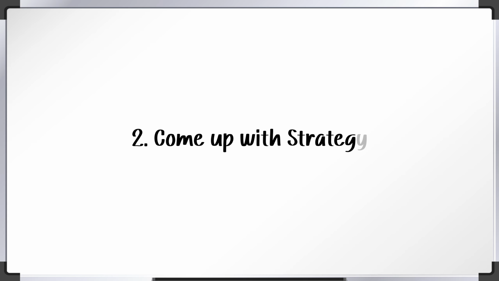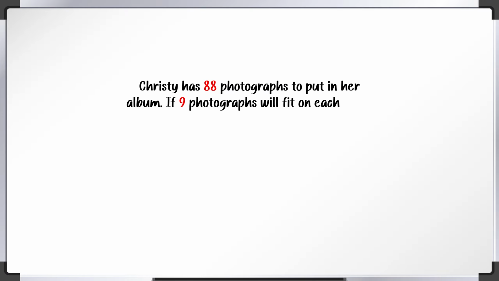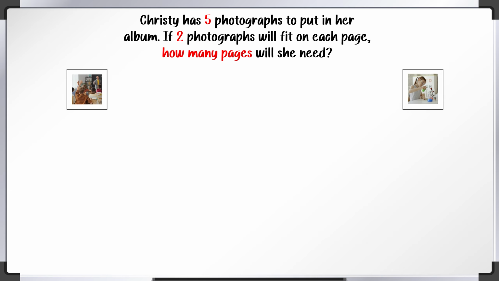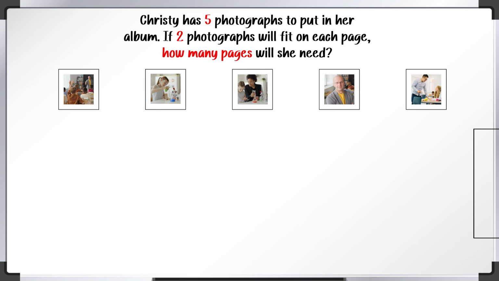Number 2. Come up with a strategy. If your students already know how to solve the problem, that's great. But if they feel stuck, encourage them to make the numbers easier. For example, instead of 88 photos with 9 per page, try 5 photos with 2 per page. With smaller numbers, it's much easier to visualize what the problem is asking you to do.